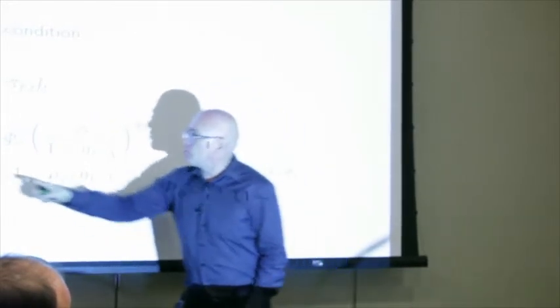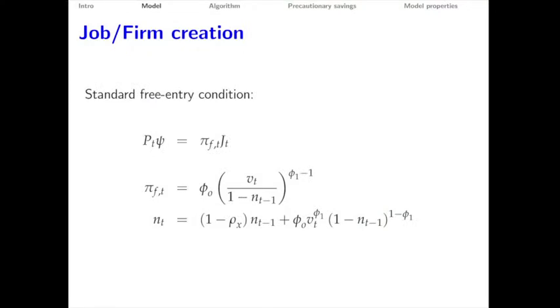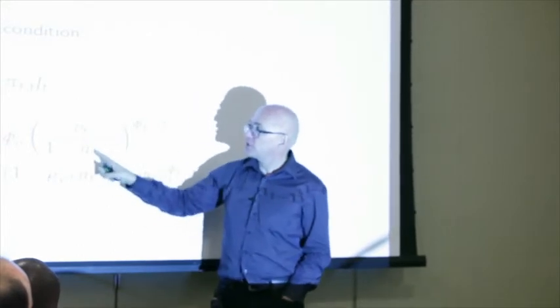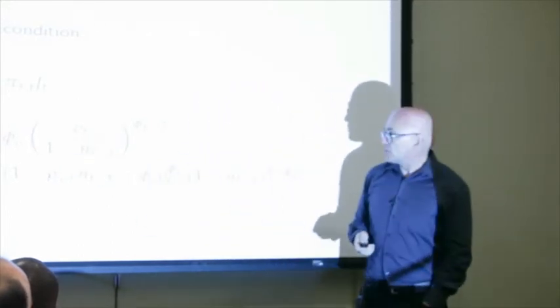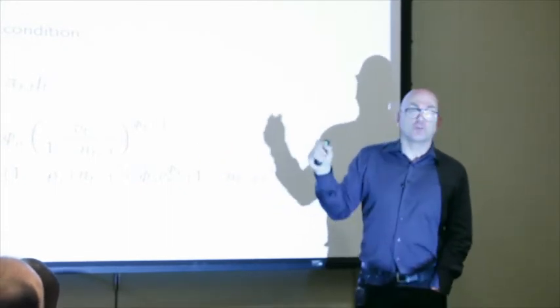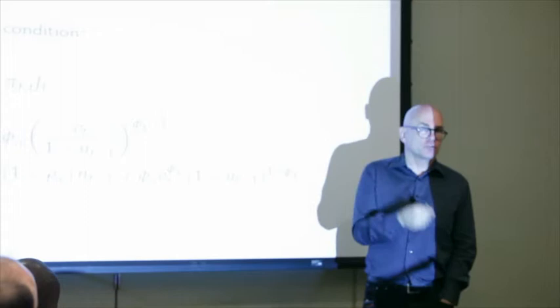And then this is the probability of being successful, and that does depend on tightness in the labor market. So if there's more people trying to create jobs, so this is vacancies, then the probability would go down. And if there is more people searching, right, so employment is higher, then that probability would go up. And this is the law of motion both for the number of people that are employed and for the number of firms.